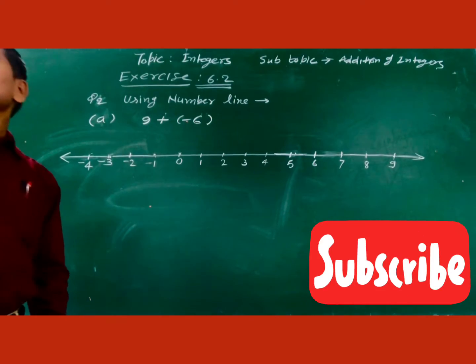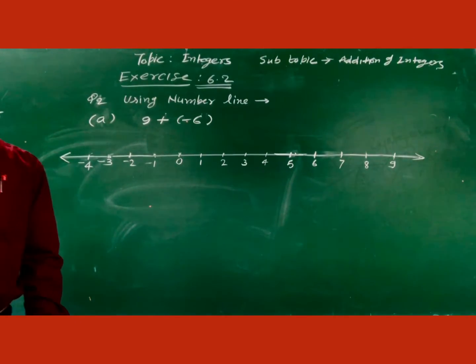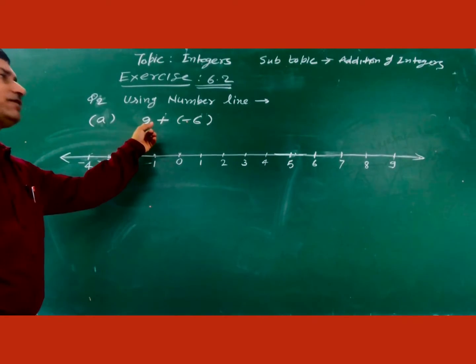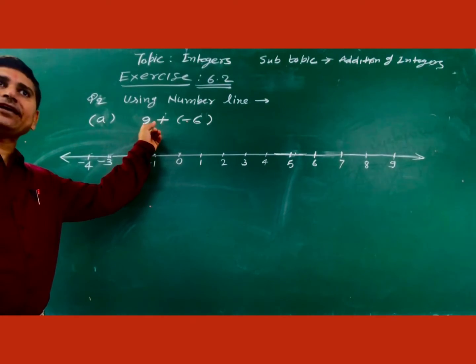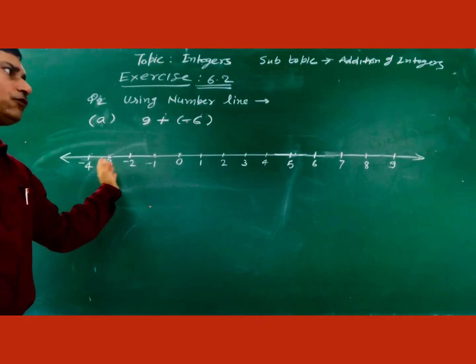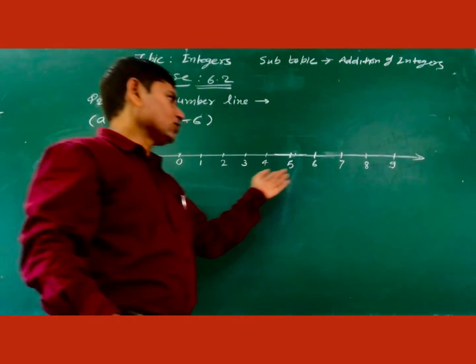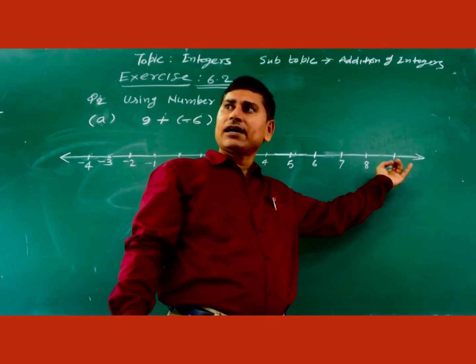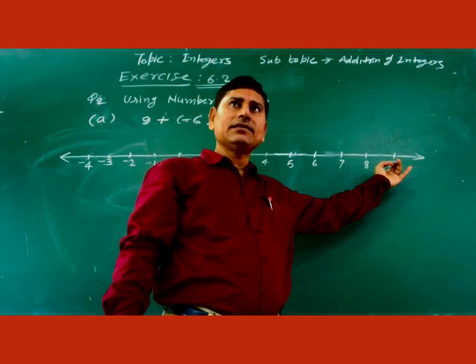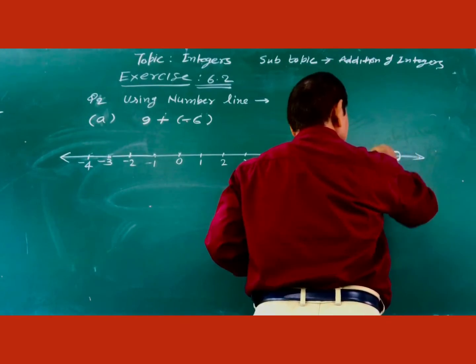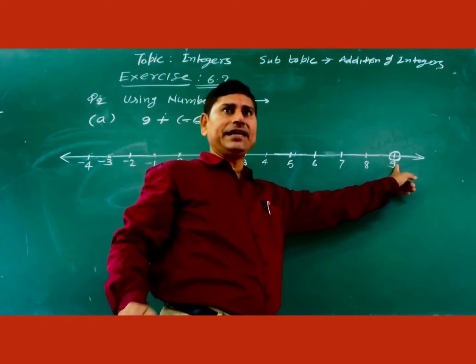So how can you reply to the answer? First of all, here the first integer is 9. So you will observe where 9 is on this number line. So this one is 9, correct? Am I correct? This is the 9. So you will mark a circle on this 9.